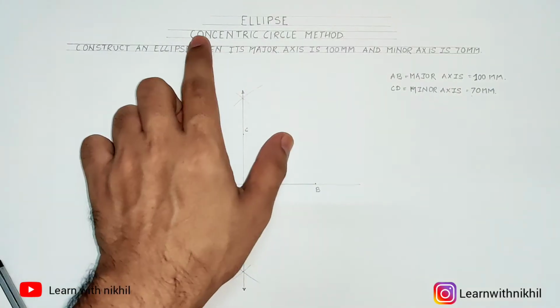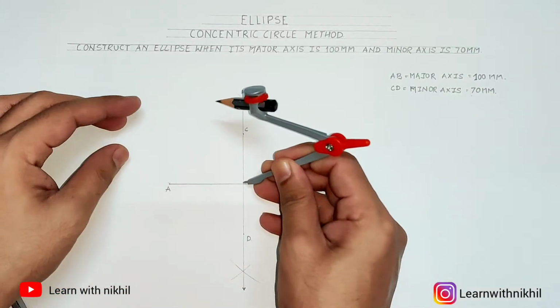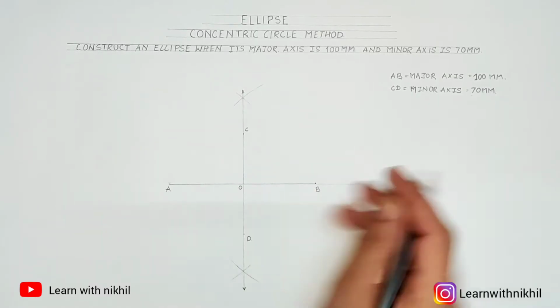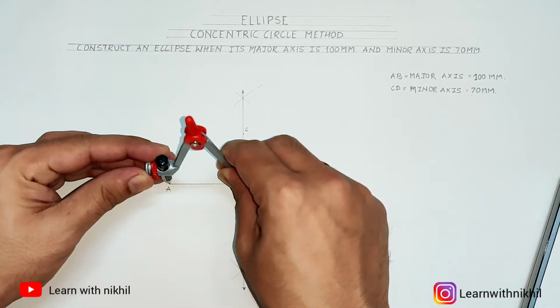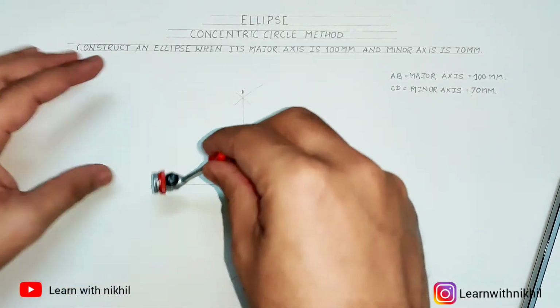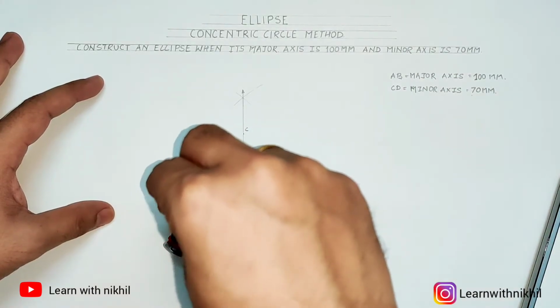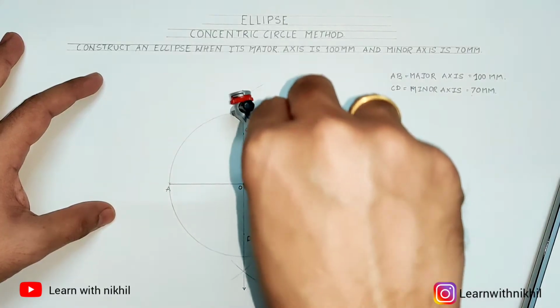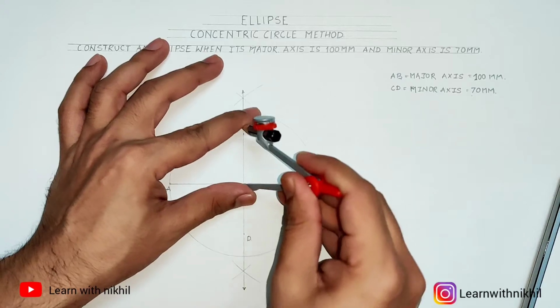Now considering AB and CD as the two diameters, we will draw two circles from the center point O. So there comes the name as concentric circle method. So considering OA as the radius or AB as the diameter, we will draw the bigger circle, and CD as the diameter, we will draw the smaller circle.